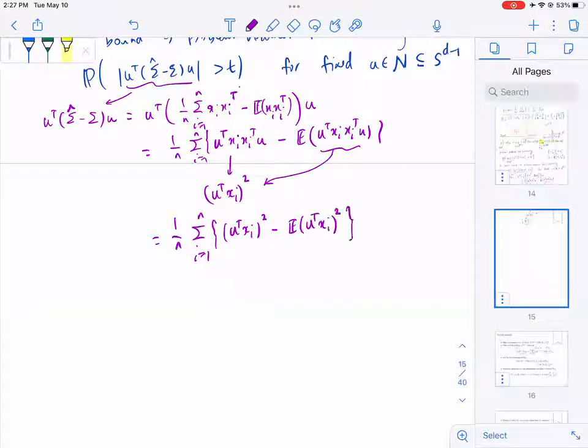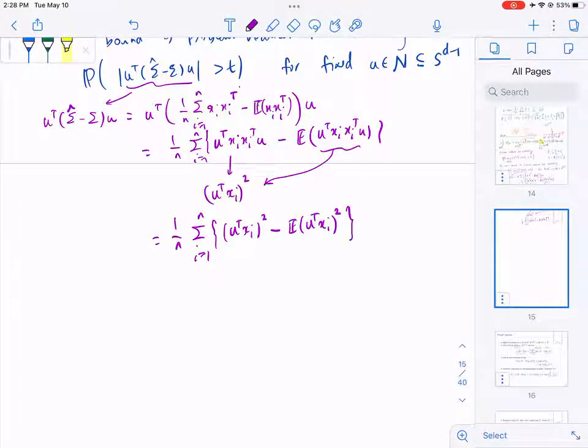So u transpose xi is a scalar random variable, and you're subtracting the mean, so this is a centered random variable. And then for different i's, they're independent. So this is an average of independent centered random variables. This is a very nice, well-known object that we've been studying. We can do Chernoff bound at this point, but we have done it already.